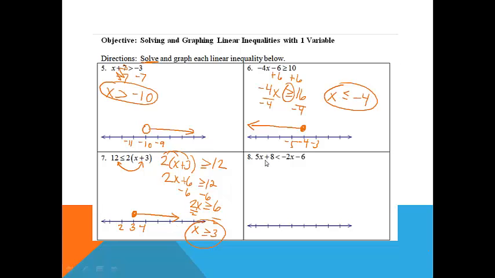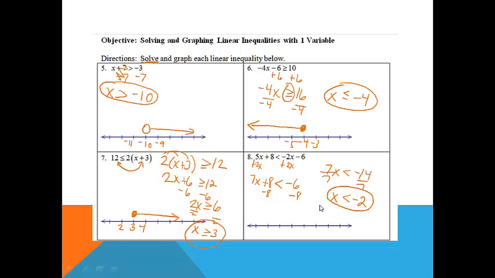Number 8, 5x plus 8 is less than negative 2x minus 6. Okay, the first thing that I would like to do is get my x's together, so I'm going to get rid of the negative 2x by doing plus 2x to both sides. So now I'm going to have 7x plus 8 is less than negative 6. The next thing I need to do is to get rid of this plus 8 by subtracting 8. So I'm going to have 7x is less than negative 14. And then from there, I'm going to divide both sides by 7. So I'm going to get x is less than negative 14 divided by 7, which is negative 2.